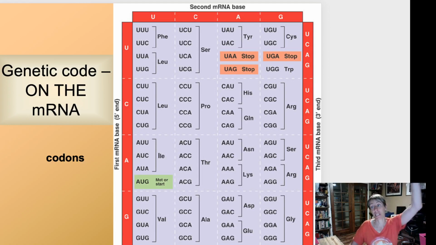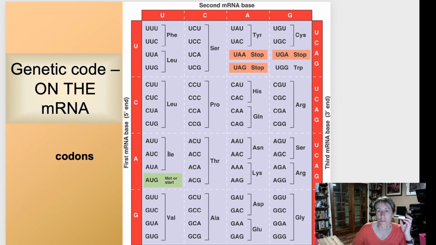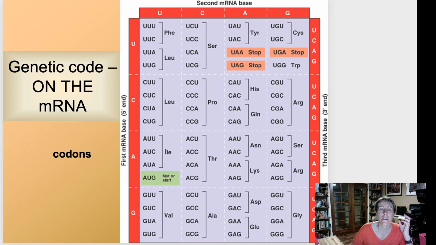We could list them as a long list of 64, but it would be very long and hard to scan through. It's easier to display it like a table, like you see in front of you here. So basically, if you look at how it's written, it's using U's. So clearly this is RNA that we're looking at, right?